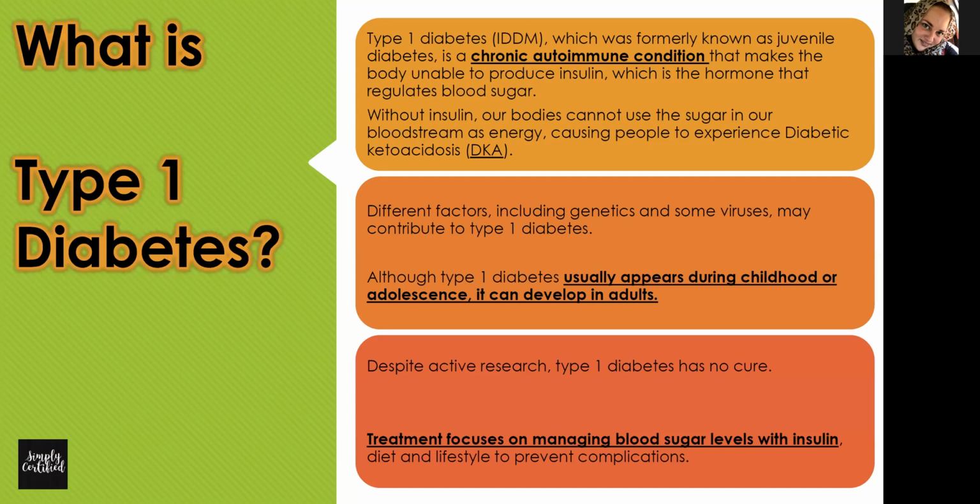So what's type 1 diabetes, right? You might hear in the medical world, in the coding world, something called IDDM, insulin-dependent diabetes mellitus, right? Or you might hear juvenile diabetes. So type 1 diabetes is a chronic autoimmune condition, and it makes you unable to produce insulin. Insulin's a hormone, and it's used to regulate blood sugar. So if you don't have any, you can't use the sugar that's in your blood.